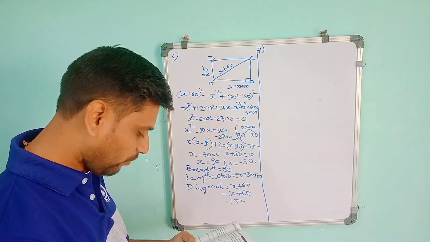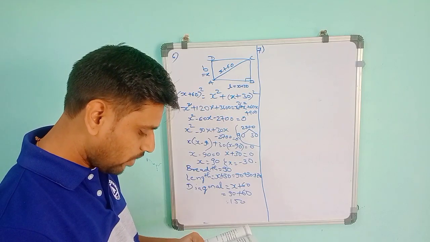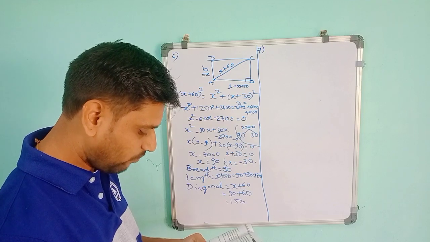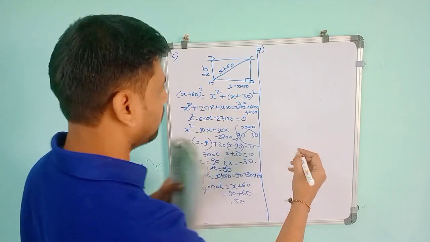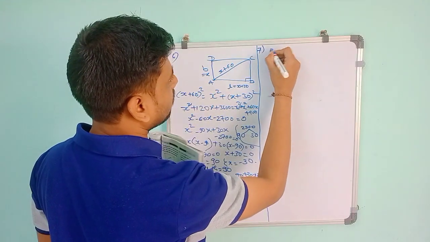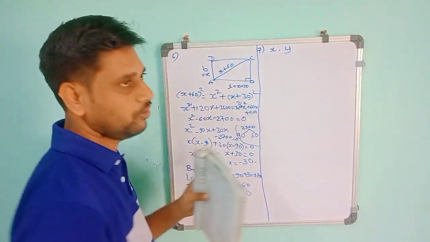The difference of the squares of two numbers is 180. The square of the smaller number is 8 times the larger number. Find the two numbers. Okay, the difference of the squares of two numbers. So you take any two numbers as x and y. So let the two numbers be x and y.